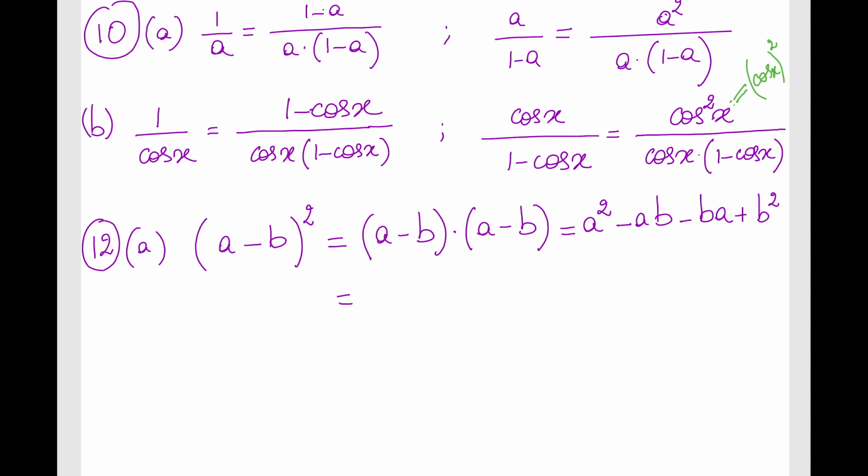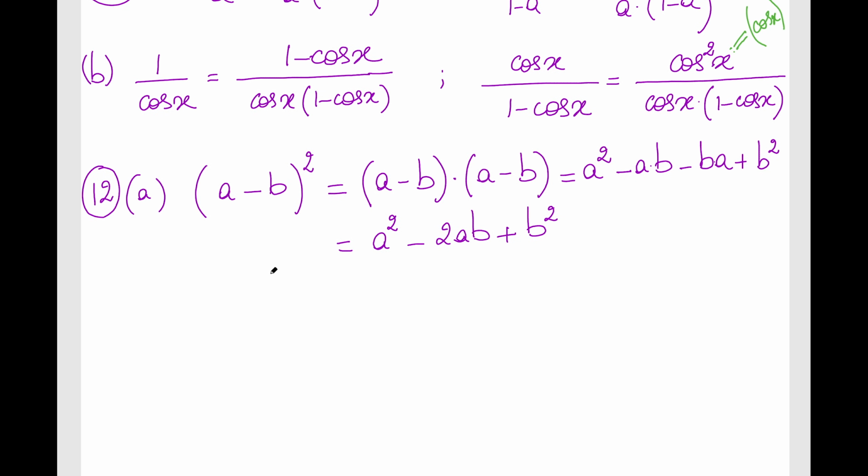Okay, so what do we get? Well, a times b is the same as b times a because multiplication is commutative. So negative something negative itself is minus twice the thing, right? So you get a squared minus 2ab plus b squared, which is a property which most likely you've seen many times before. So the square of the difference is equal to the sum of the squares, a squared plus b squared, minus twice the product.